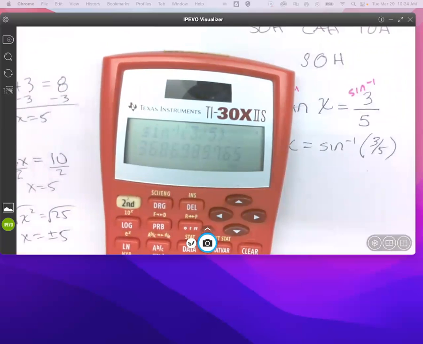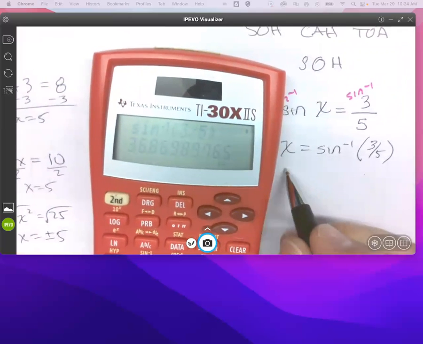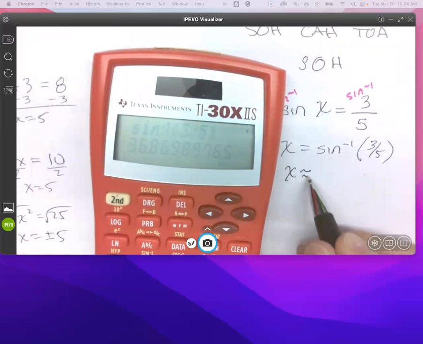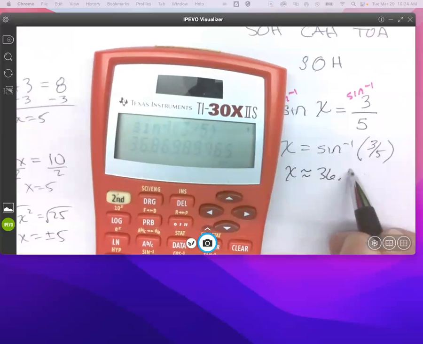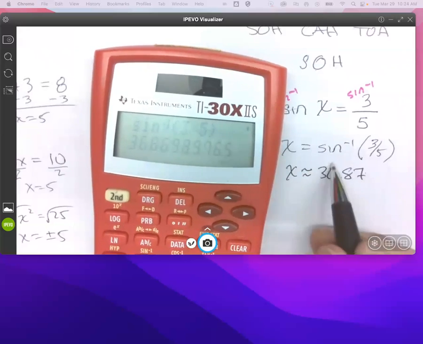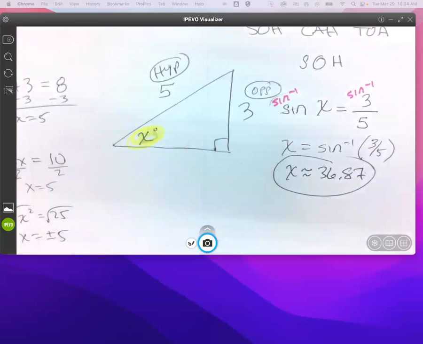And what I end up with is x is equal to approximately 36.87, to round to the nearest hundredth. Any questions on the process? And now we'll go through one together.